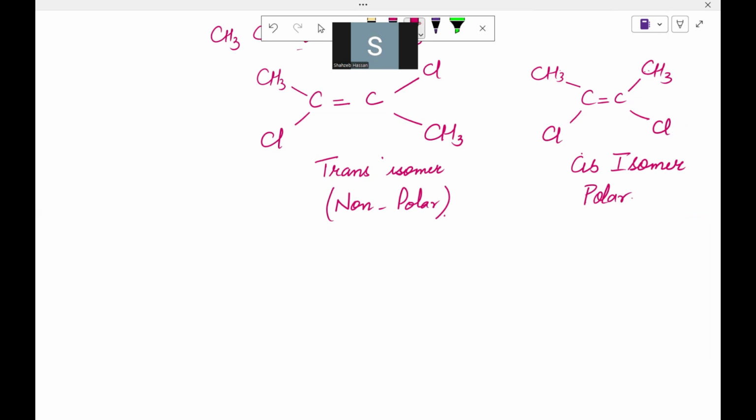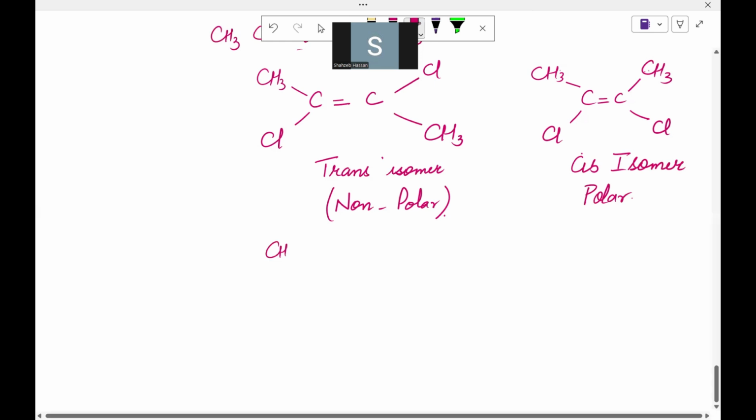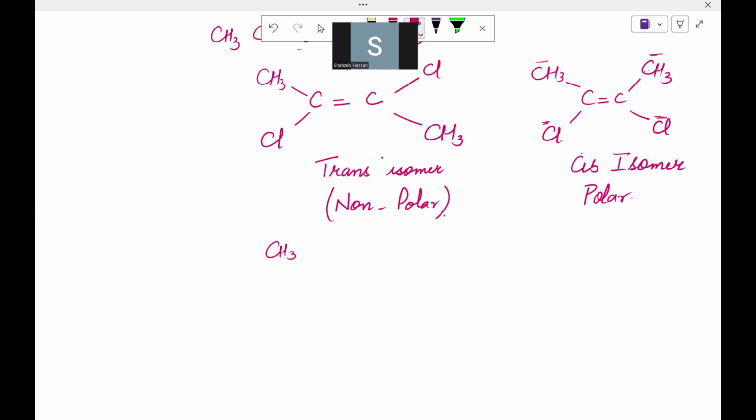Now let's take another example. I'm saying those cis isomers are polar which have the same groups attached here. Like you can see this same group, the same group, okay? And this is the same group and this is the same group. So only these kind of cis isomers are polar. And now move further. Is it clear, Sultan?